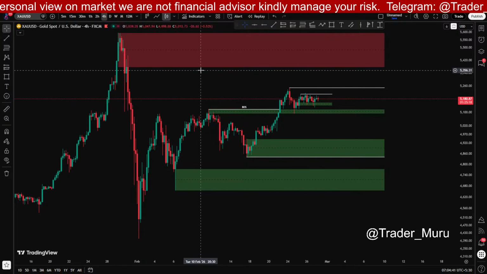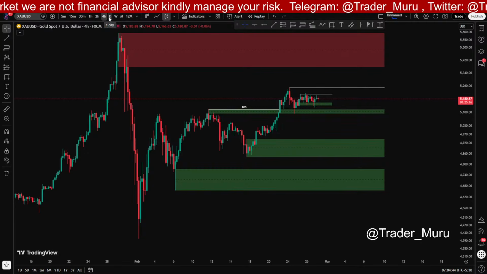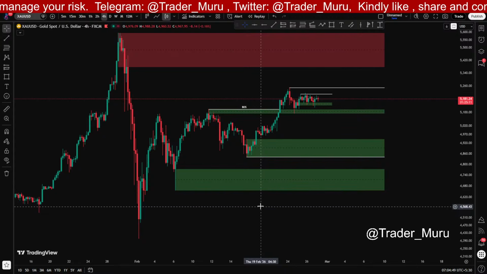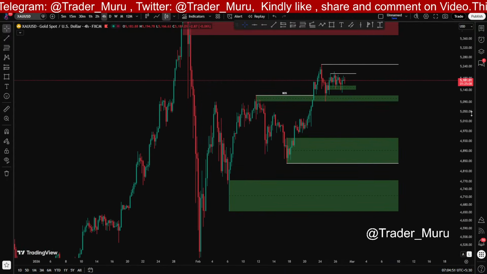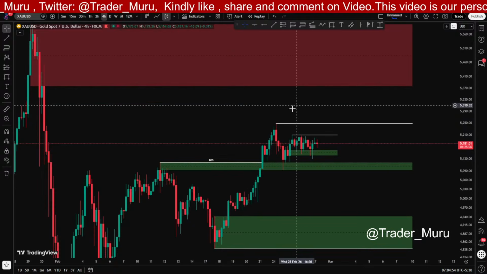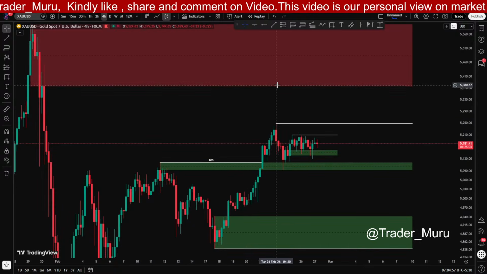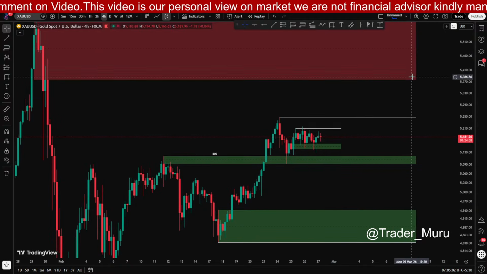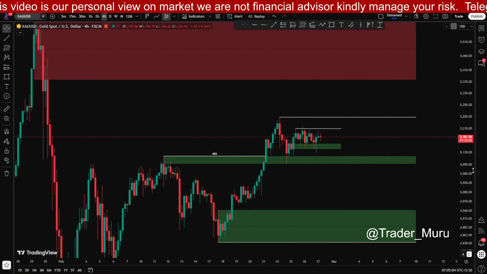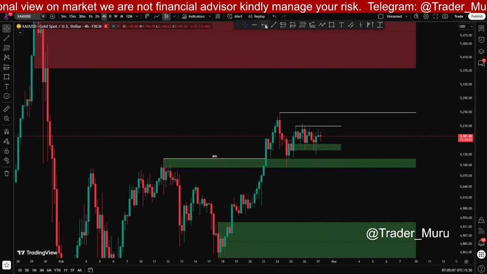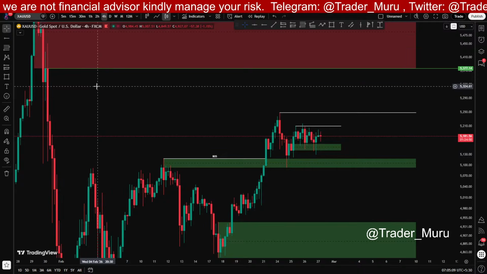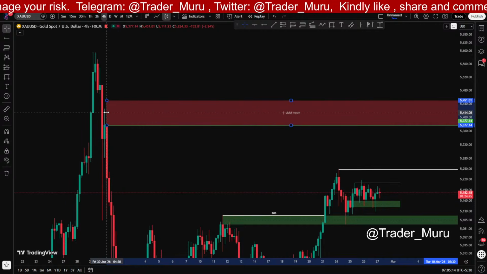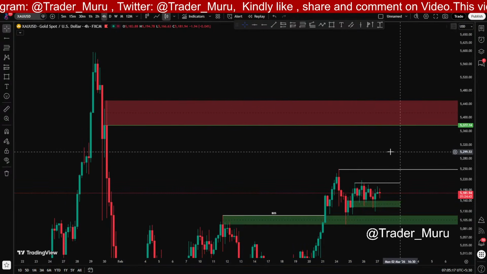Test this area without breaking the 1-day time frame structure, and then we will see a massive rejection. So if price wants to reject from this area, it will not break this 4-hour time frame area, and it will continue going upside. It will test here, and then we will see some drop. If you see here, this is the resistance zone, which is our main target, around 5377.